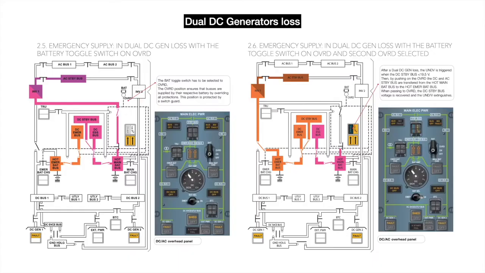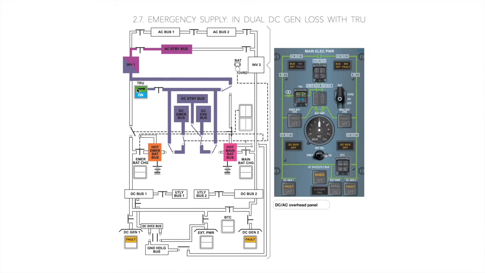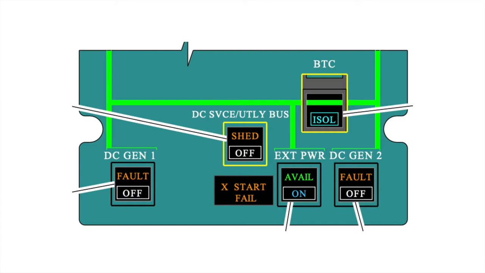In the event of both DC buses failing, inverter 1 is supplied by the hot main battery bus, or by the hot emergency battery bus in case the second override is selected. Inverter 1 can also be powered by the TRU if it's on. When you isolate the DC BTC by using this ISOL button, the AC BTR also gets isolated automatically, so that all the systems are isolated in case of an unknown electrical smoke.